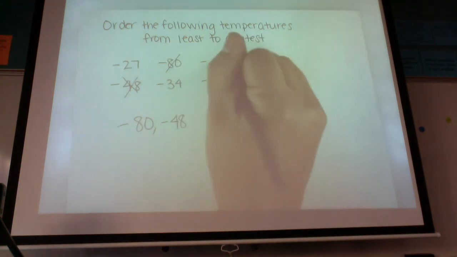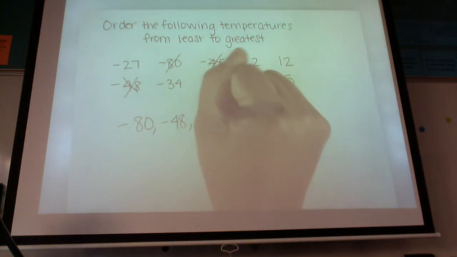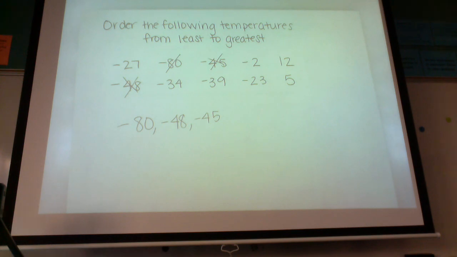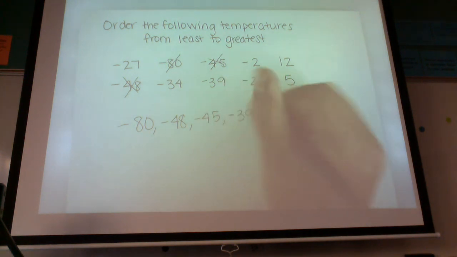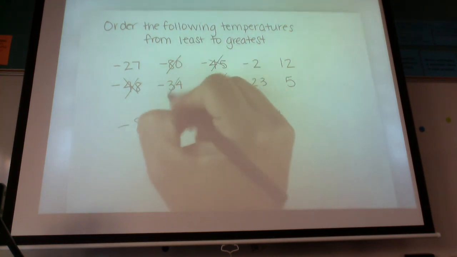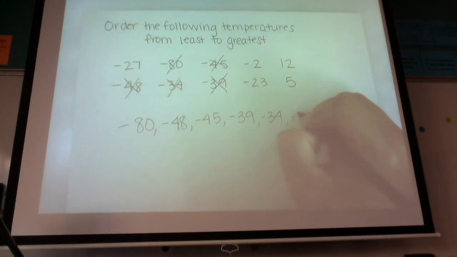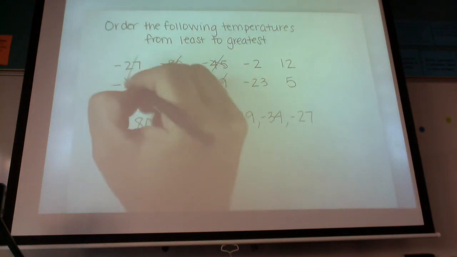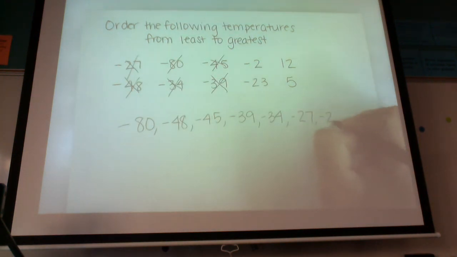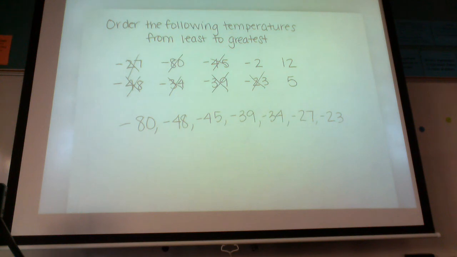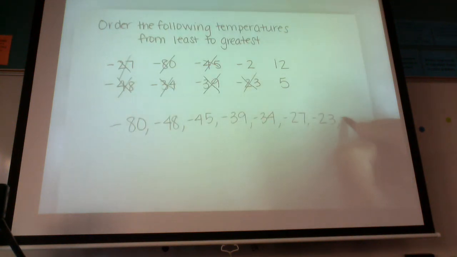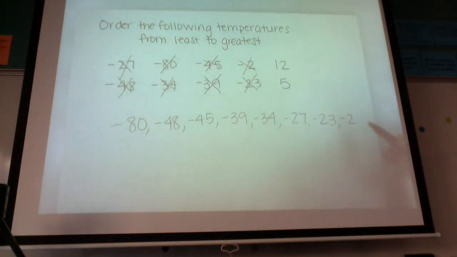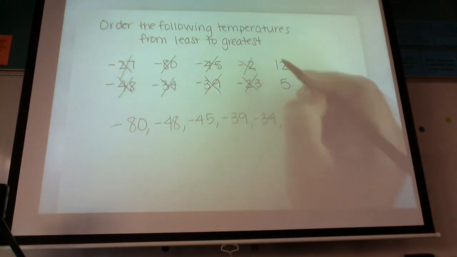Next one's going to be negative 45 degrees. Next one's going to be negative 39. Negative 34. Geez, negative 27. Not sure what city this is, but it's pretty cold. Negative 23. Negative 2. Then we have 5, and the highest temperature is going to be 12.